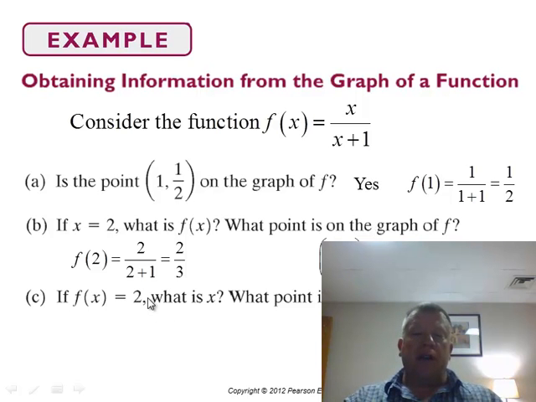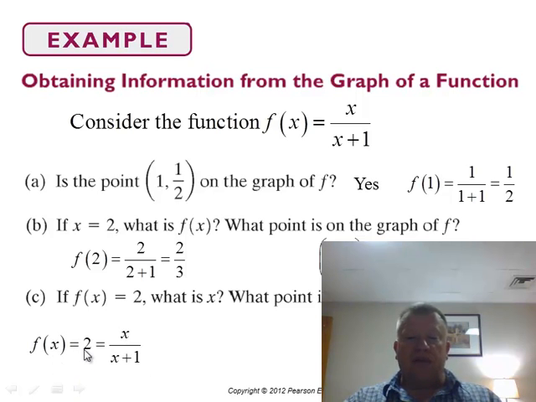Now, on the other hand, we could ask, well, where is the function equal to 2? If f is equal to 2, what is the corresponding value for x? Well, folks, just replace the function value by 2 and solve for x. So do a little bit of algebra, maybe multiply both sides of the equation by x plus 1, multiply the left-hand side out, subtract 2, subtract x from both sides, and you get x equals -2. So (-2, 2) is yet another point on the graph of this function.